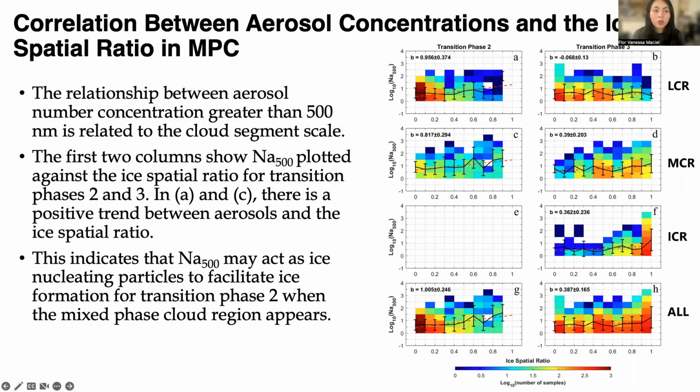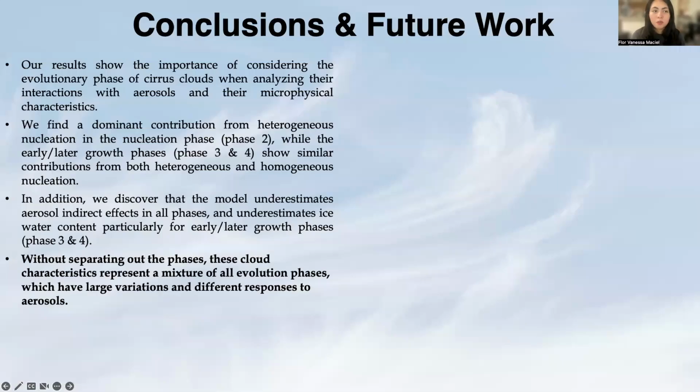So let's talk about the correlation between aerosol concentrations and the ice spatial ratio in MPC. The relationship between aerosol number concentration greater than 500 nanometers is related to the cloud segment scale. In the first 2 columns, NA500 is plotted against the ice spatial ratio for transition phases 2 and 3. In A and C, there is a positive trend between aerosols and the ice spatial ratio. And this may indicate that NA500 might act as ice nucleating particles to facilitate ice formation for transition phase 2 when the mixed phase cloud region appears.